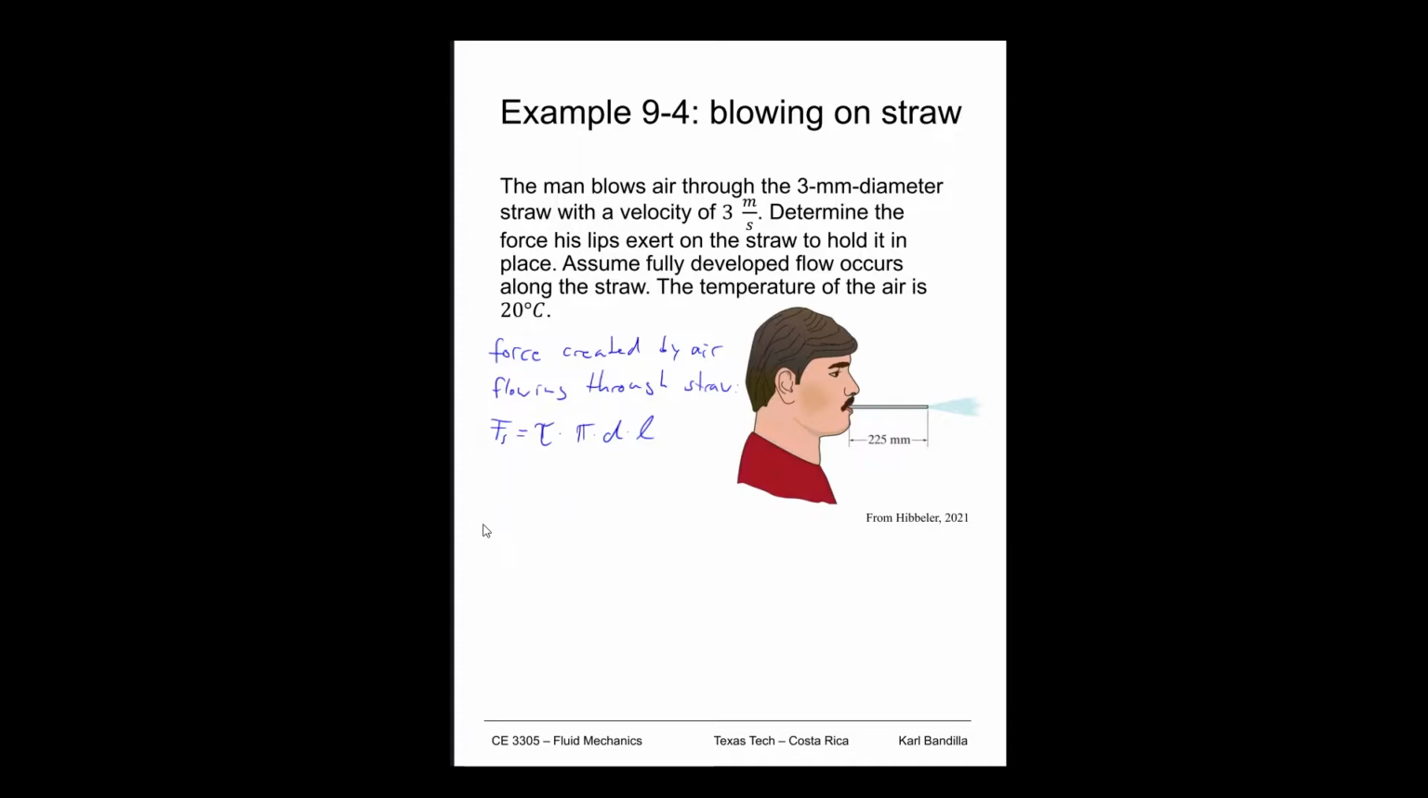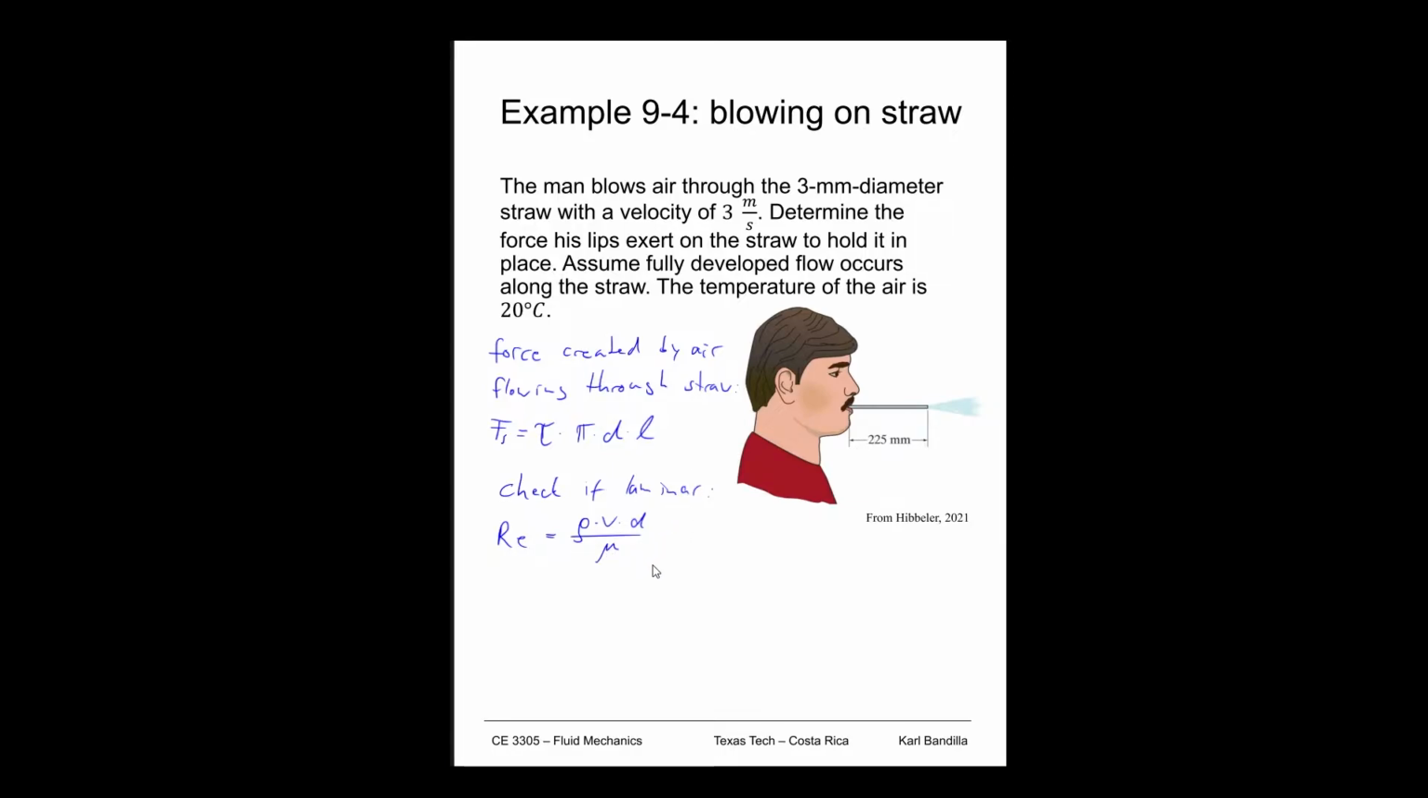Now, if we want to use our equations, we first have to check if they're valid. So we need to check if the flow is laminar. So that's our Reynolds equation, Re is equal to rho times V times D divided by mu.